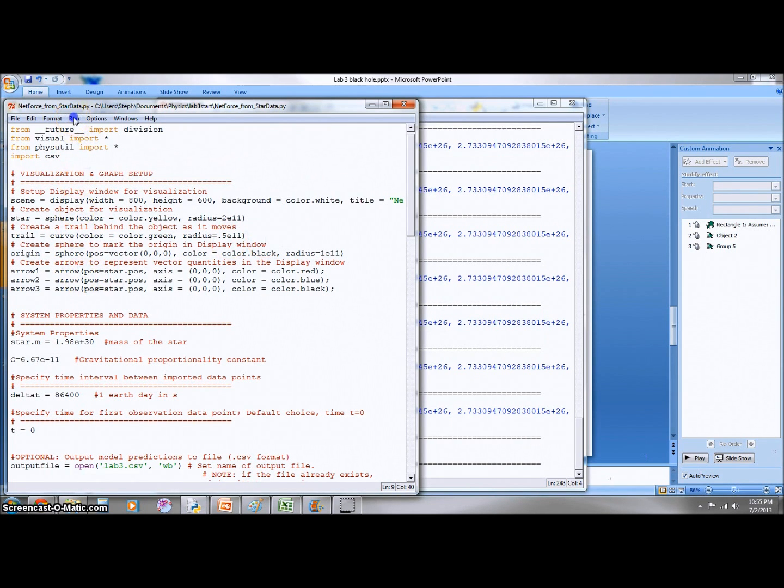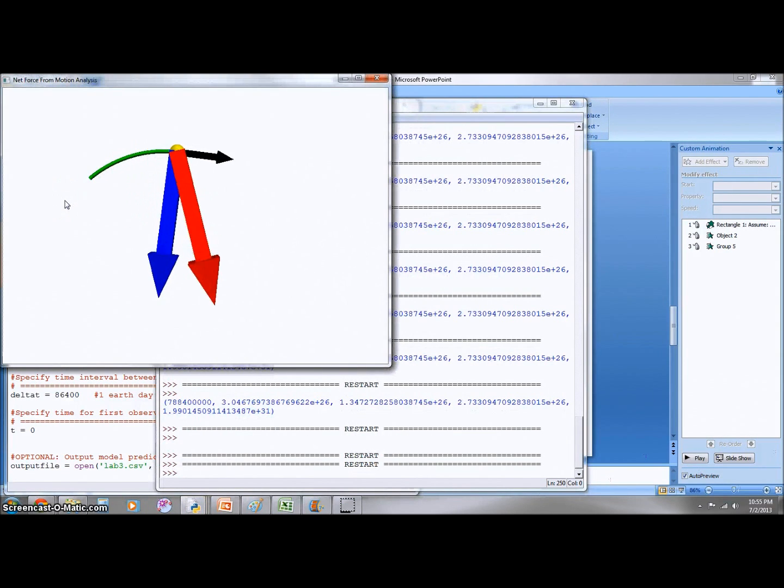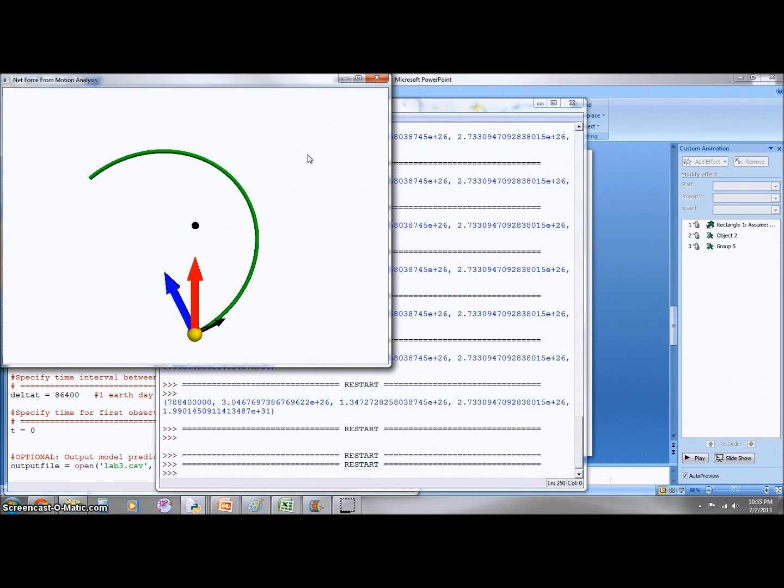Let us run the Python program that will recreate the orbit of the star and show the forces acting upon it. The red arrow indicates F net, which we have stated is simply the gravitational force of the black hole on the star. The black arrow shows F net parallel. The blue arrow indicates F net perpendicular, which points towards the center of the kissing circle.